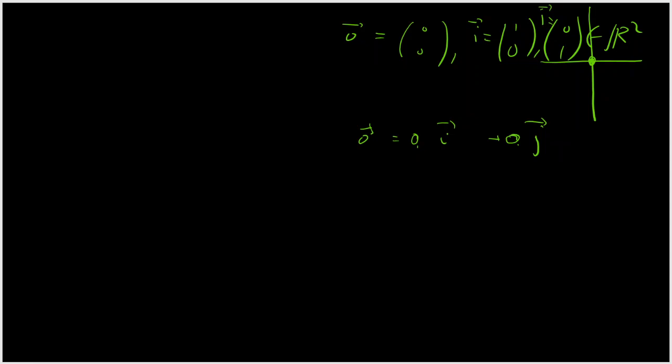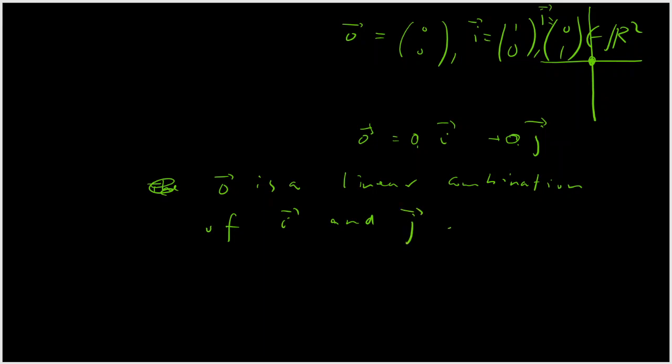Okay. I'm going to write it down. Zero vector is a linear combination of i and j. So because the zero vector can be written as a linear combination of i and j as the number 0 times i, right? And then plus another number 0 times j.